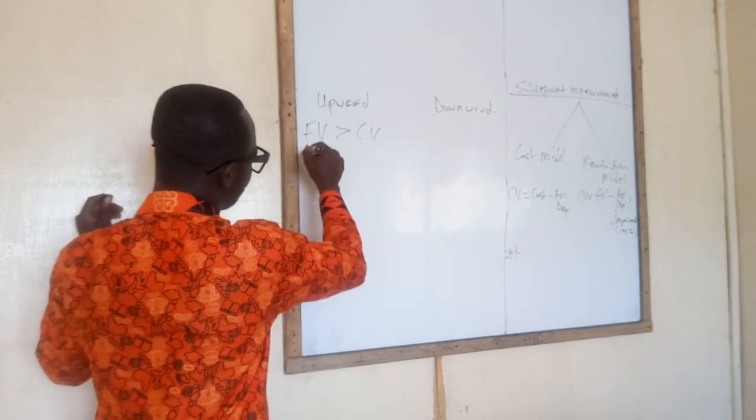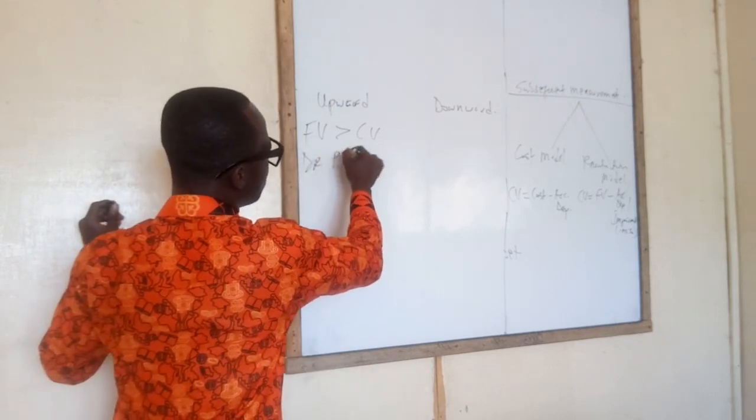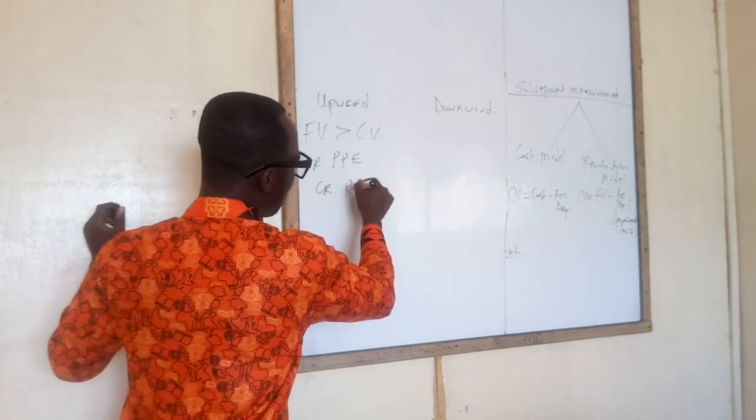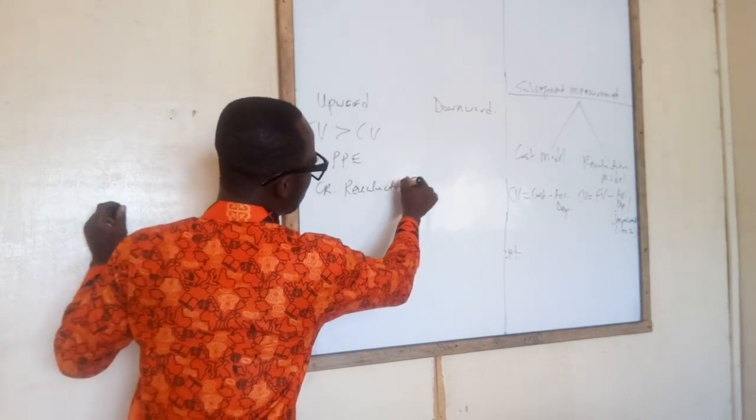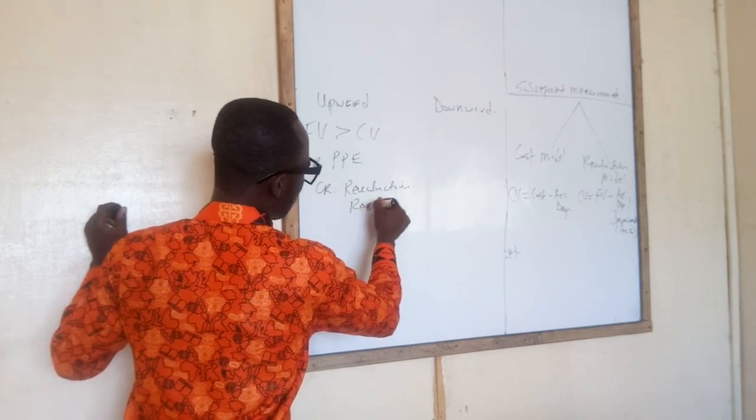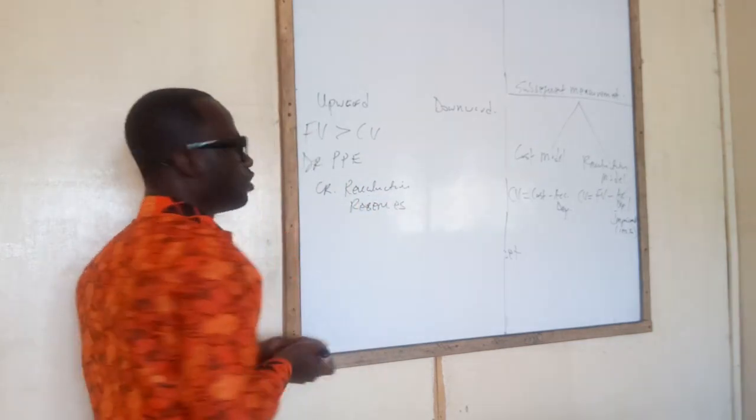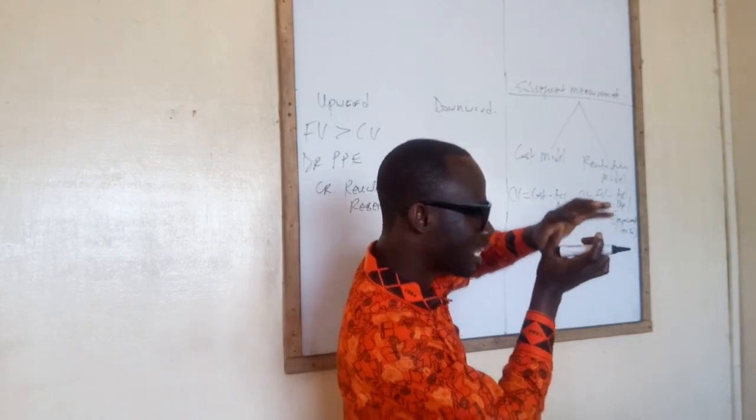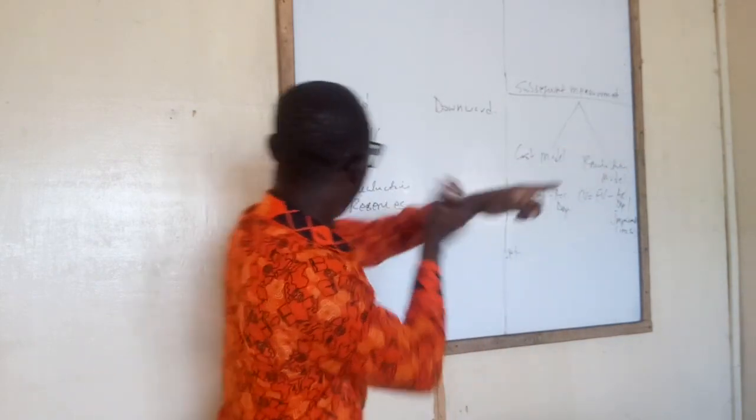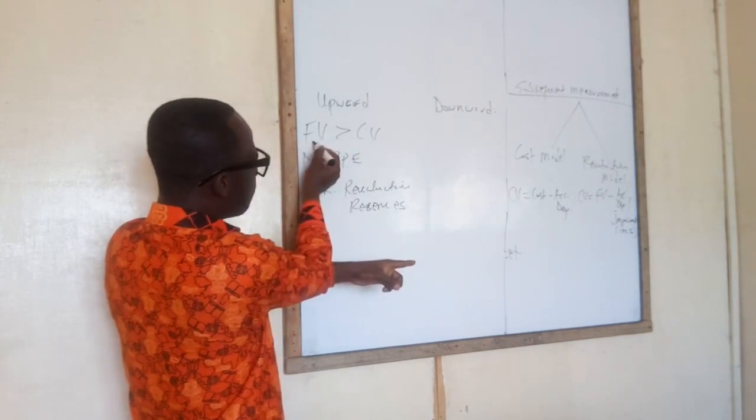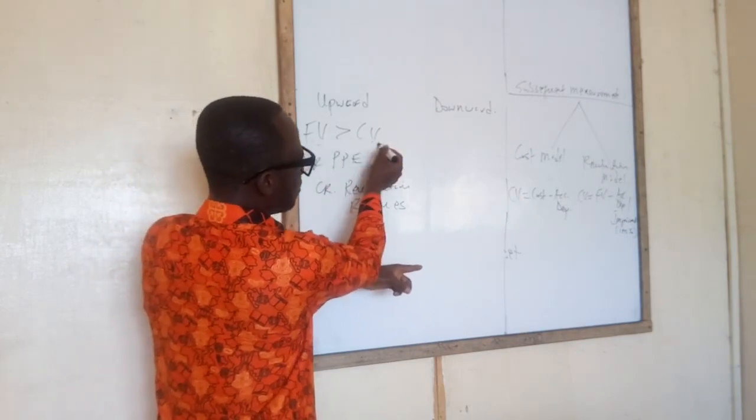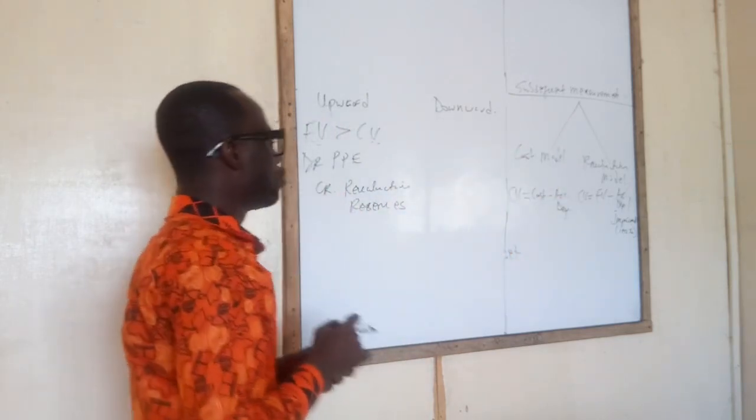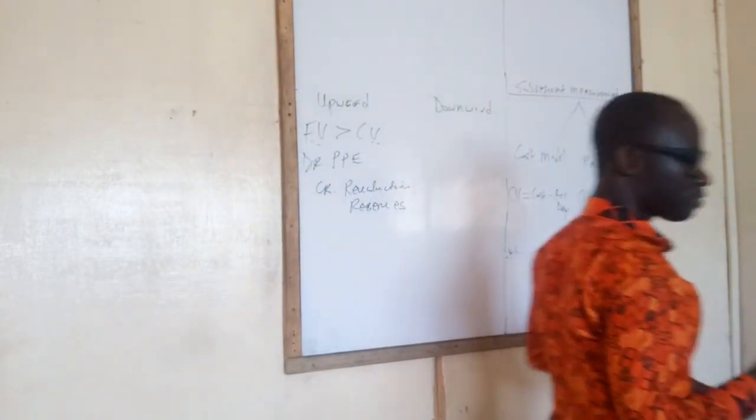What's the double entry? You debit property, plant, and equipment, then you credit revaluation reserves. So that's the double entry. Why are you debiting the property, plant, and equipment? Because the amount should go up. It is less than the fair value. So the excess is what you debit to property, plant, and equipment, and then you credit revaluation reserves.